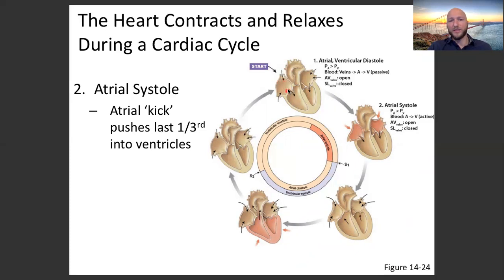Now, the pressure is going to be higher in the atria than in the ventricles because the atria is contracting. AV valve is open. There's still very low pressure in the ventricle, relatively higher in the corresponding artery. We need to prevent backflow. We need to prevent flow of blood from the artery back to the ventricle. So the semilunar valve is going to remain closed.